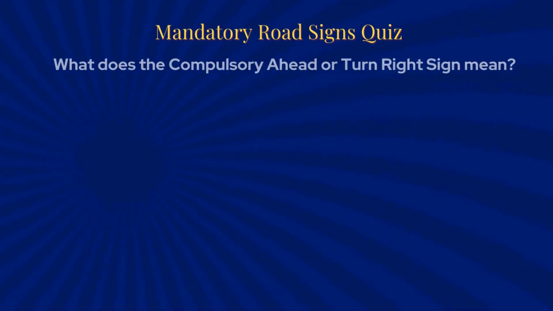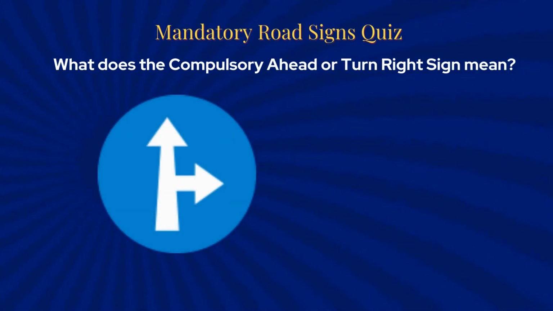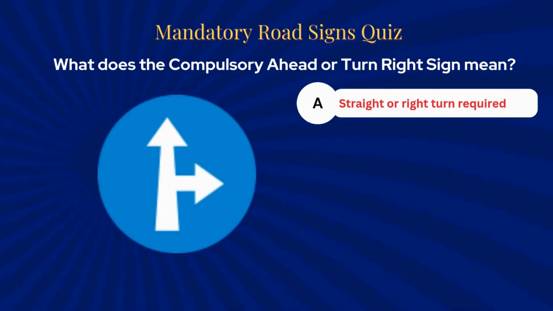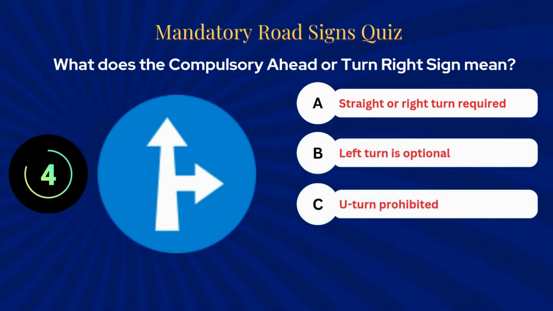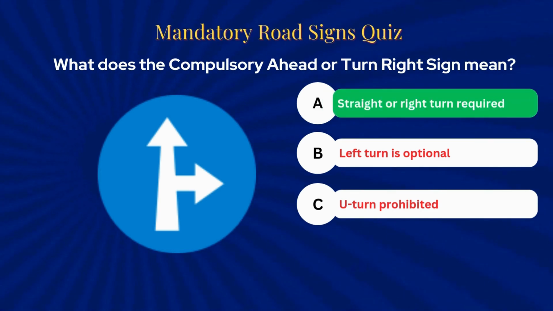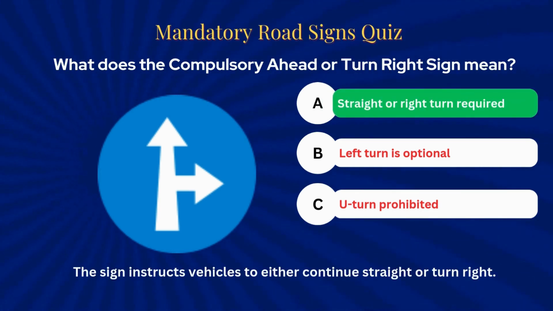What does the compulsory ahead or turn right sign mean? Options are straight or right turn required, left turn is optional, and U-turn prohibited. Answer is straight or right turn required. The sign instructs vehicles to either continue straight or turn right.